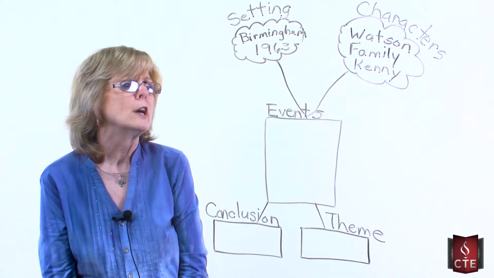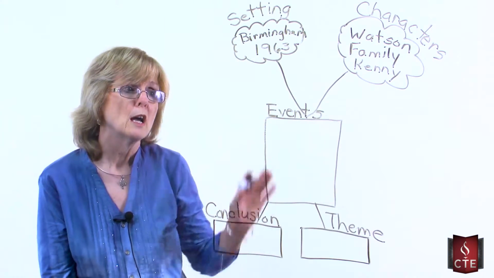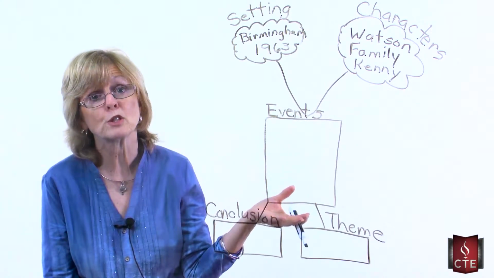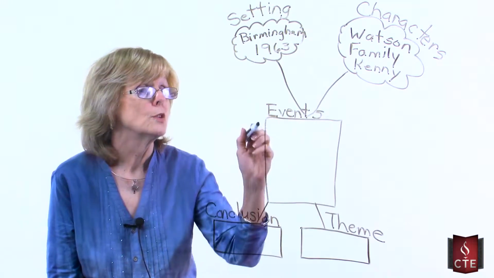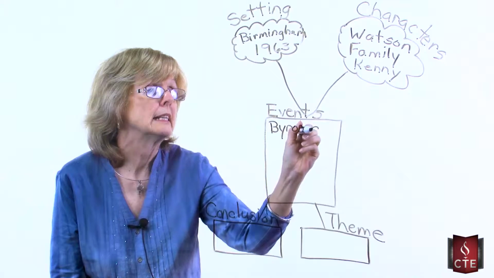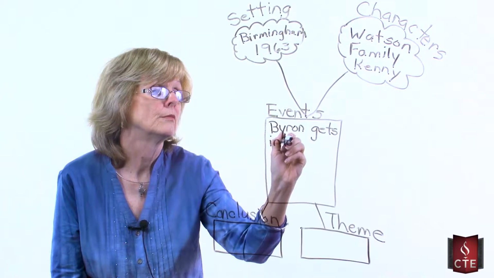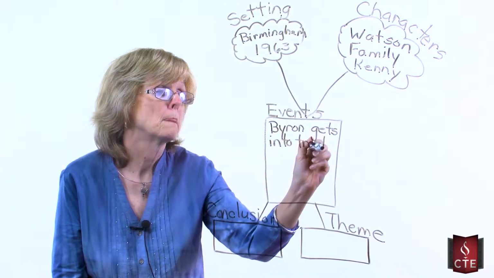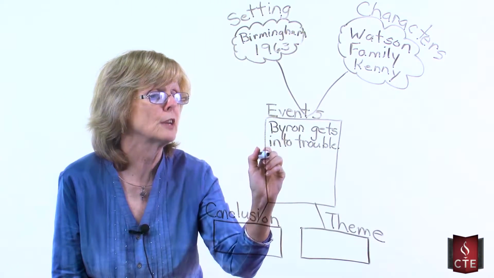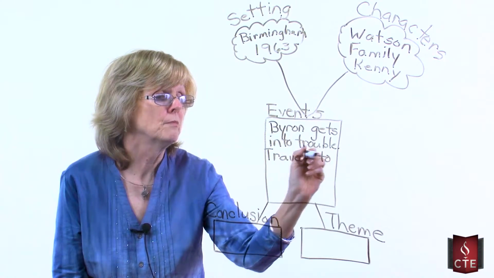Okay. We also have a number of events. There are many, many things that happen because it is a chapter book, but we would want them to record the main events that took place and the ones that they felt were most important to the development of the story. So you could talk about how Byron gets into trouble, then the family decides to take him to Grandma Sands, so they travel to Birmingham.